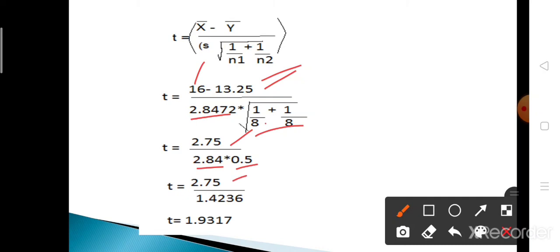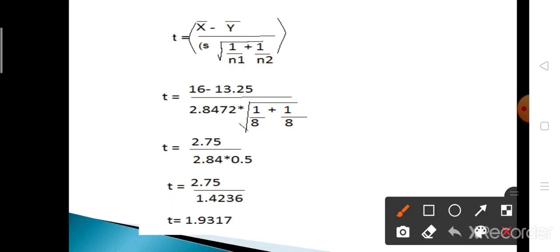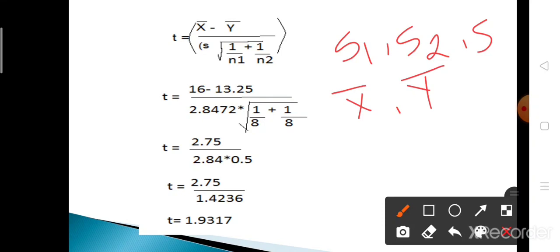So 2.75 divided by 1.4236. This is the value of 2.84 into 0.5. So 2.75 divided by 1.4236 is 1.9317. So this is the value of the test statistic. For finding the value of the test statistic, see the steps. The first step is to calculate S1, then S2, then S, then calculate X bar, then Y bar, and the last is to calculate the test statistic. So this is the procedure for finding the value of the test statistic.